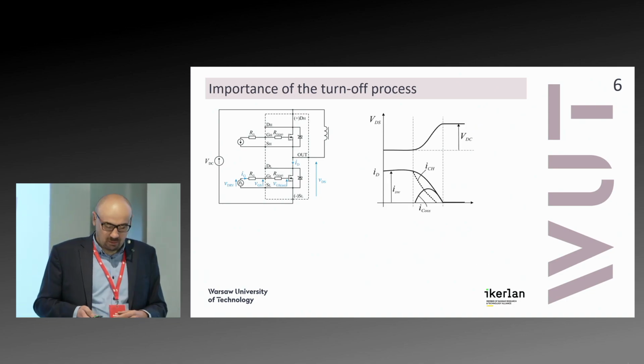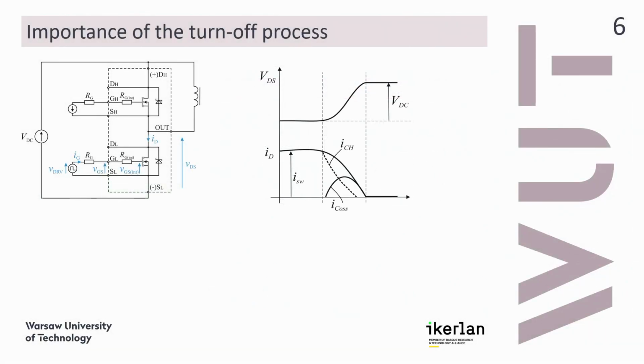More or less, if we skip the ringing, the waveforms look as on this drawing. So we have the drain-source voltage rise, the drain current, and inside the drain current we have this dashed line, which is the channel current, and of course this capacitive current. It more or less looks like that. So as I said, it's for sure that the turn-off energy will be lower than this multiplication of the VDS and ID.